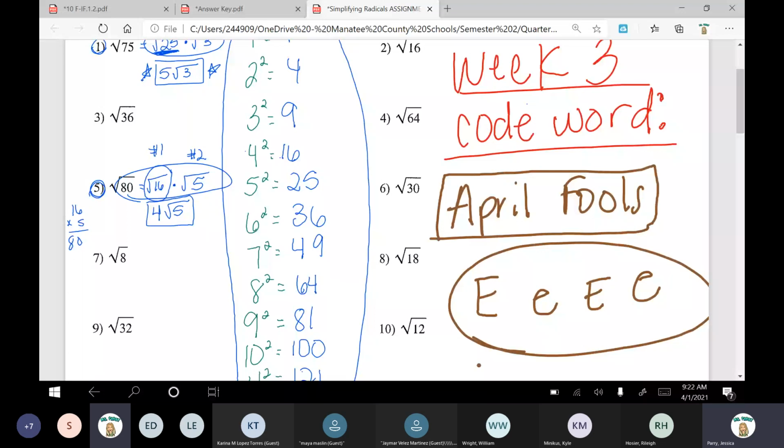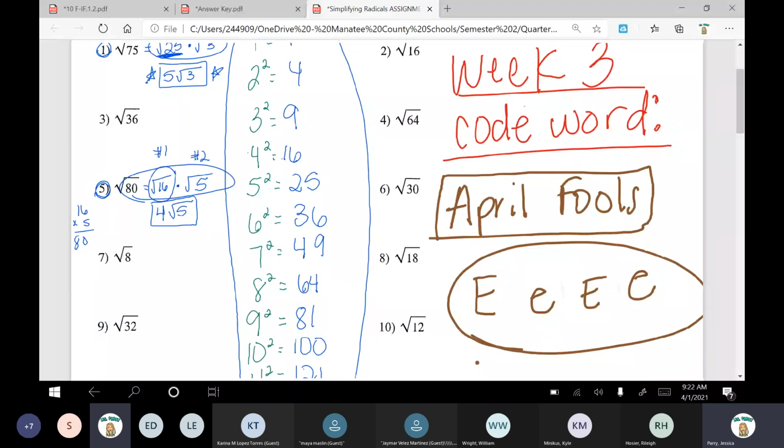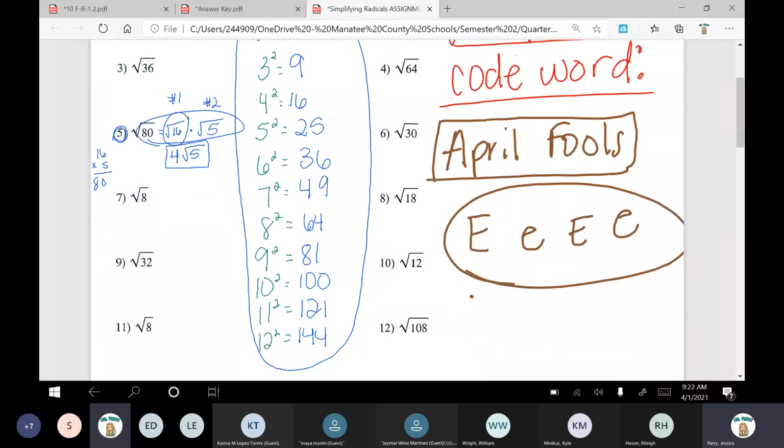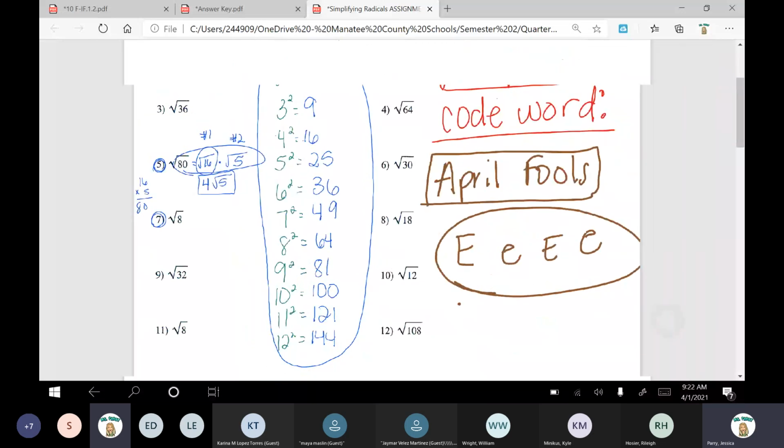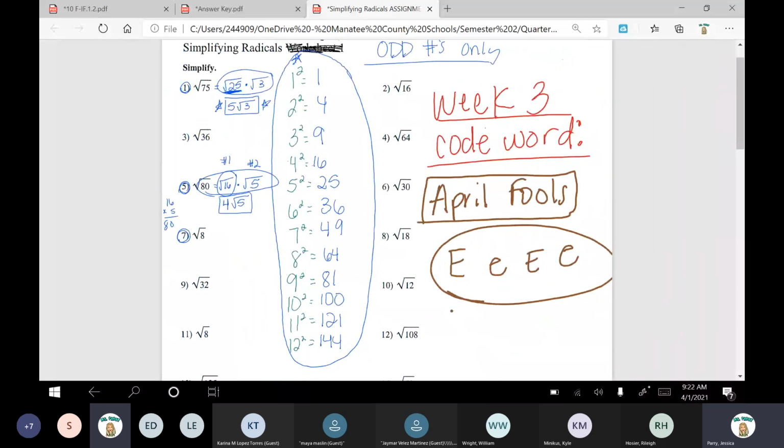Let's pick a smaller number. So hopefully it's a little bit easier here. Number 7. Okay, we got the square root of 8. If you look at all of our perfect squares, is 8 a perfect square? Yes or no? Is 8 a perfect square? Look at all of our information here that we wrote down at the very, very beginning. It is not a perfect square, so that means we're going to have to split it up.